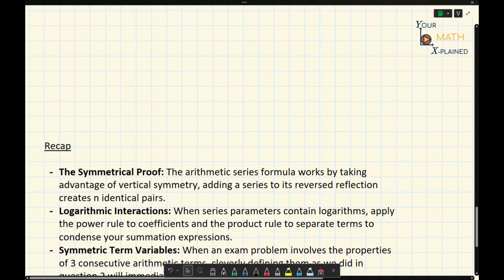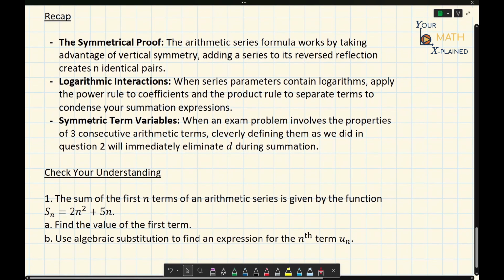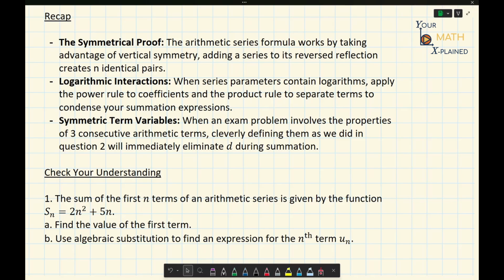And now let's do a quick recap of what we covered in this video. We went over the proof for the arithmetic series formula, and it works by taking advantage of vertical symmetry. When we add the series to its reversed reflection, it creates n identical pairs. We saw an example of how logs work with arithmetic series. When the series parameter contains logs, you can apply the power rule to the coefficient and the product rule to the separate terms so that you can condense it into one expression.